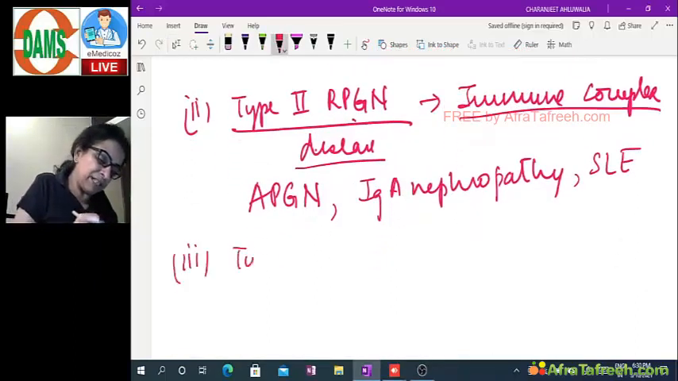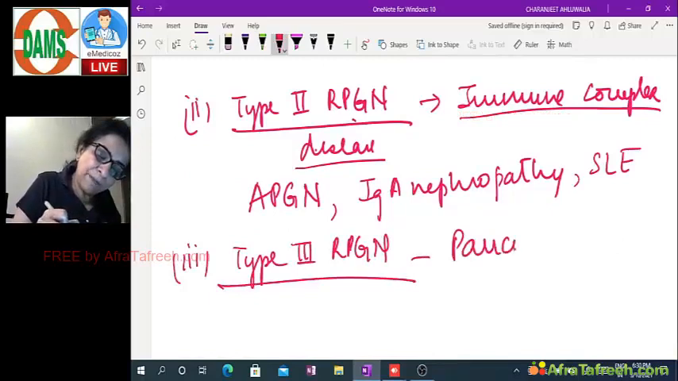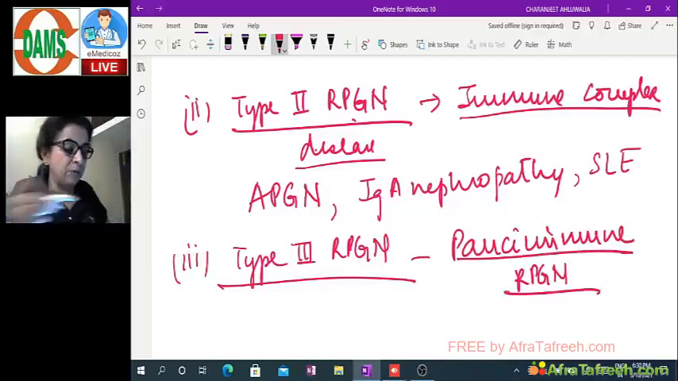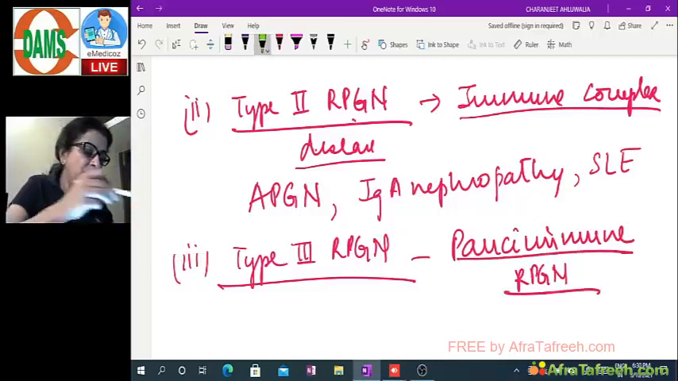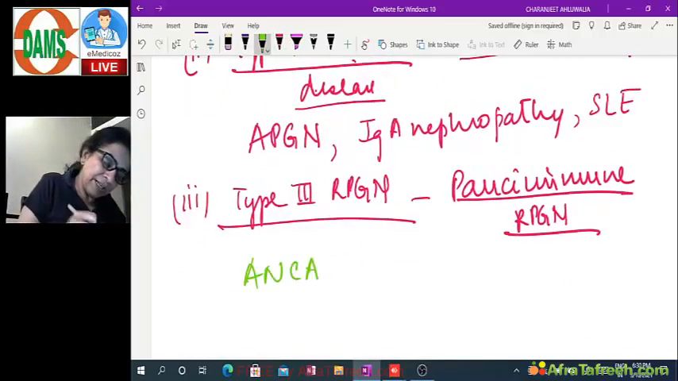And then last is type 3 RPGN. Type 3 RPGN is also called pauci-immune RPGN. Now what is pauci-immune? Here you don't have any immune complexes. So what do you have in pauci-immune? Pauci-immune RPGN is ANCA associated RPGN.